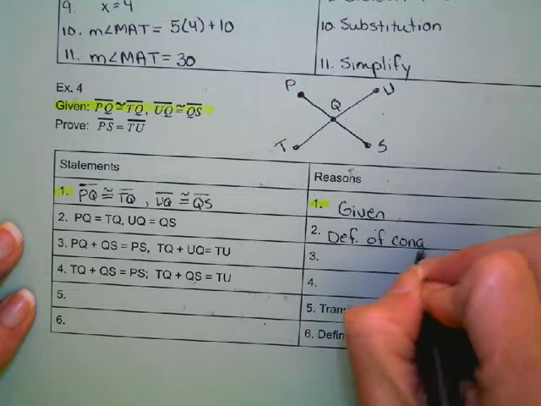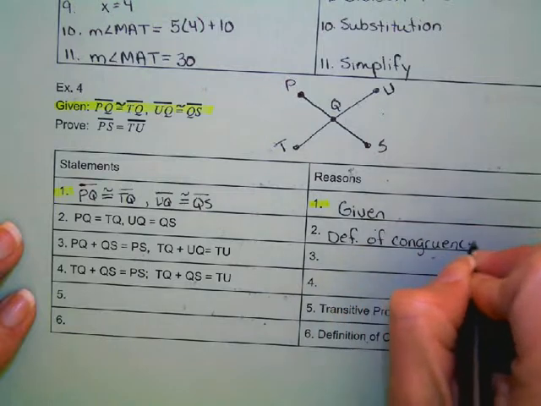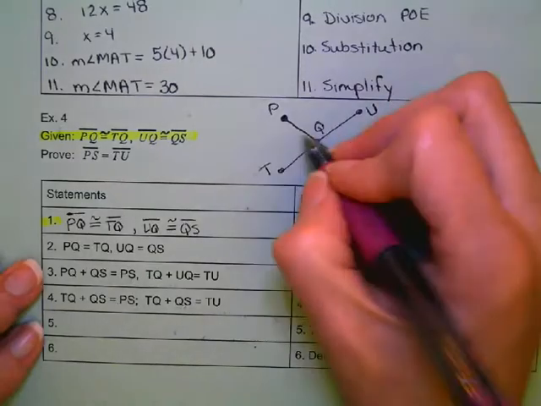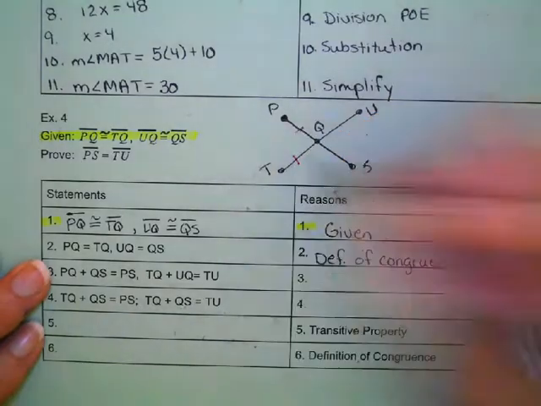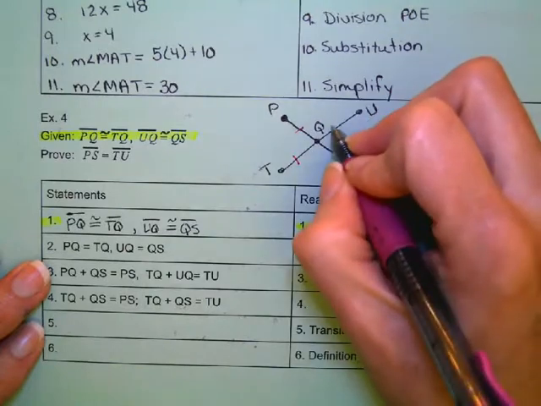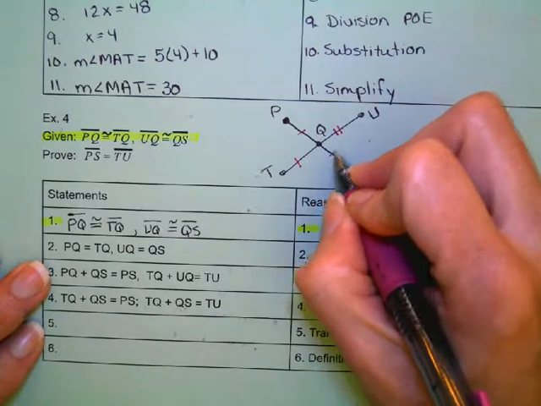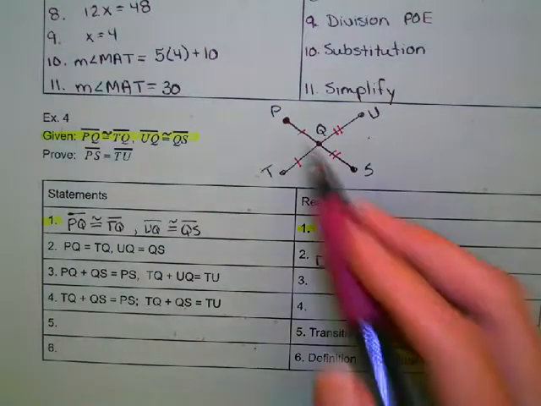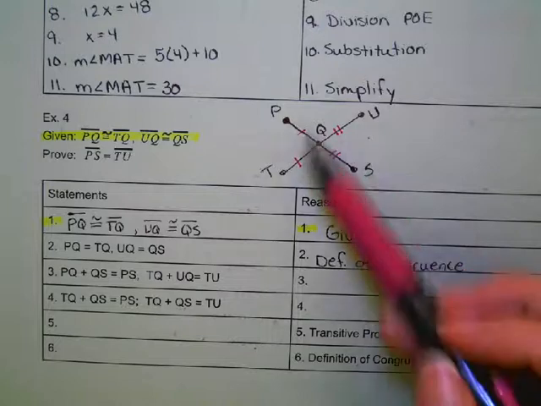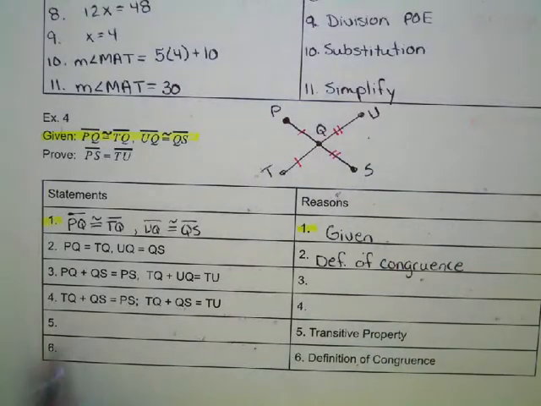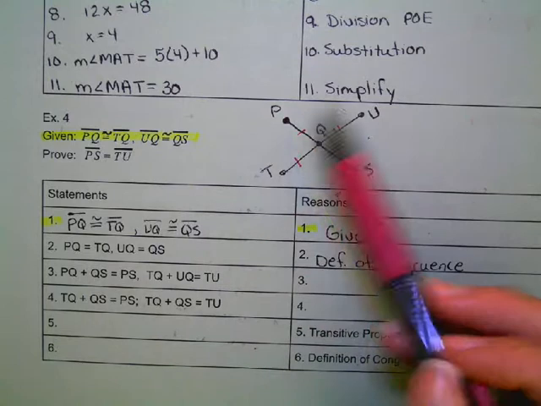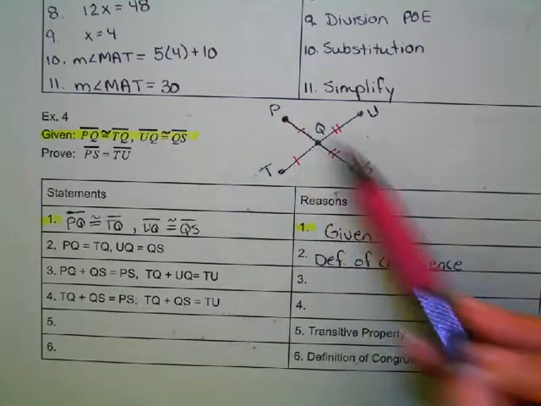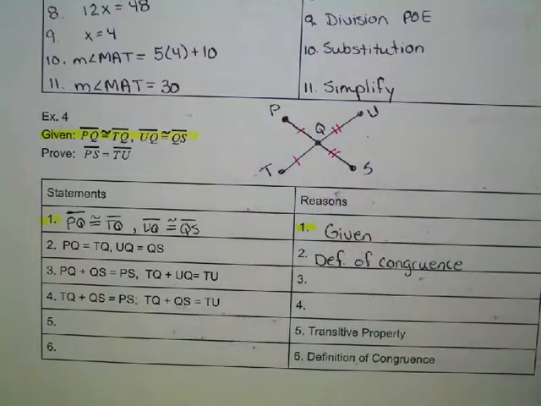So let's see if I marked that in our picture, what that would look like. PQ is congruent to TQ, and UQ is congruent to QS. And I marked them differently because we don't know that PQ and QS are the same. We just know these two are the same and those two are the same. So then they wrote out PQ plus QS equals PS. What is that called when you take a segment plus a segment? It's called segment addition.